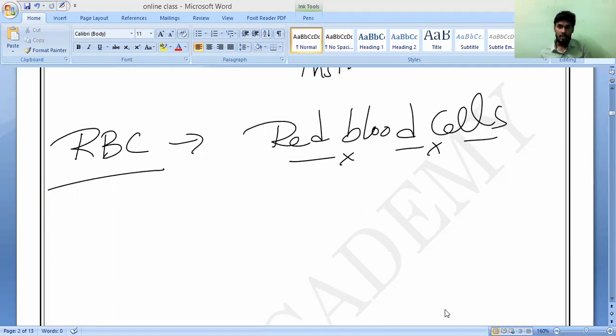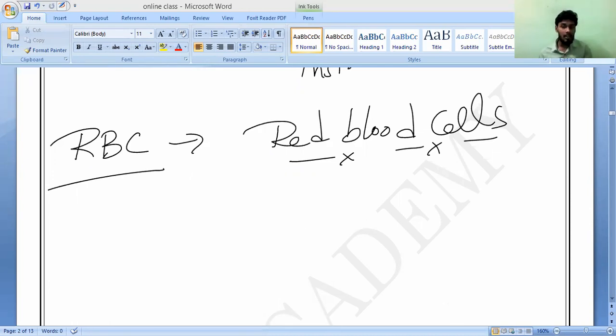Somebody is answering. Dina is saying the pigment which carries oxygen. I'm not asking what it carries, Dina. I'm asking what red blood cells means. Remember, red blood cells are red in color. That's all. Nothing else. The cells which are present are red in color.